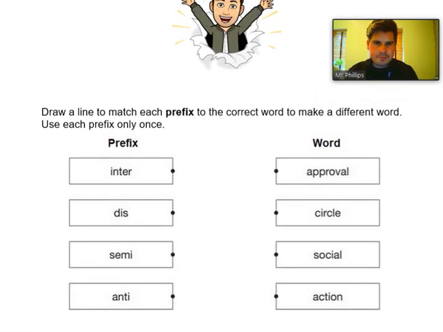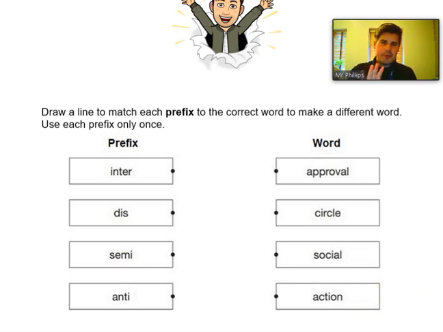Here we go. So, prefixes, suffixes, root words, both our Spag Starters this week are based on those kind of things. It says, draw a line to match each prefix over here to the correct root word to make a different word. Use each prefix only once. So we know a prefix is a group of letters that sits before a root word to change the meaning. The prefixes we've got are inter, dis, semi and anti. And then our root words are approval, circle, social and action.